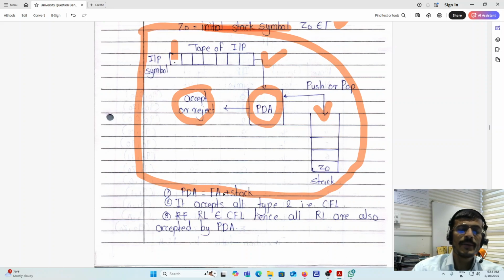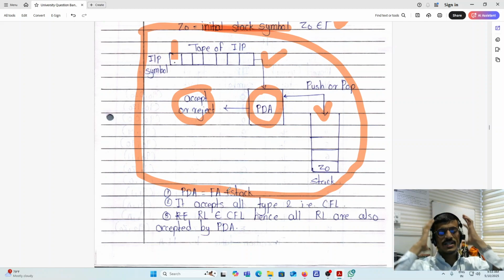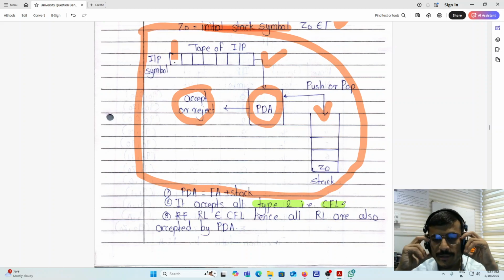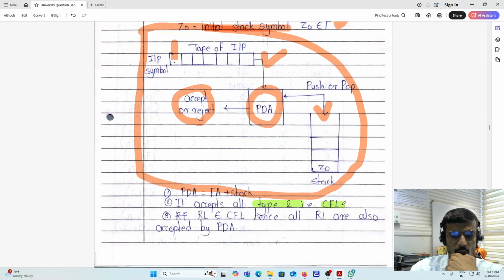So what is meant by PDA? PDA is nothing but a little bit upgraded version of the finite state automata. In the case of PDA, there is a stack. In the case of FA, there wasn't a stack. And pushdown automata accept CFL, that is a context free language, or you can say type 2 is accepted by pushdown automata.